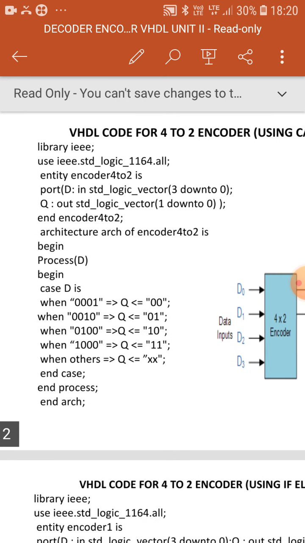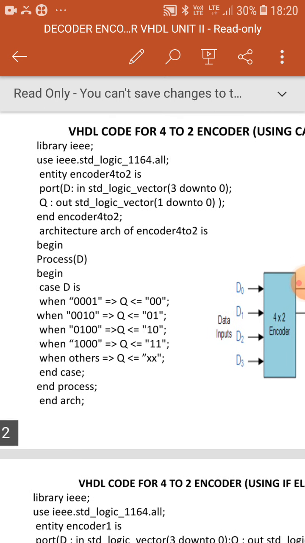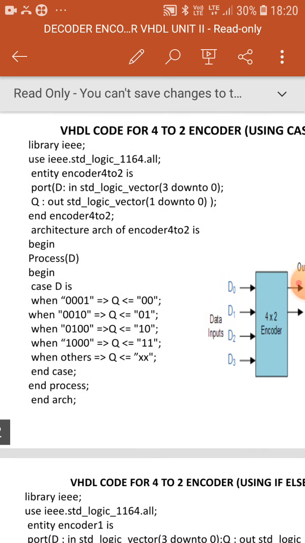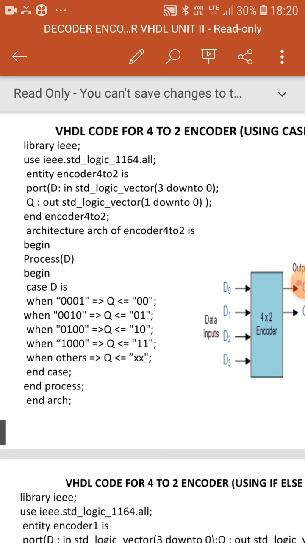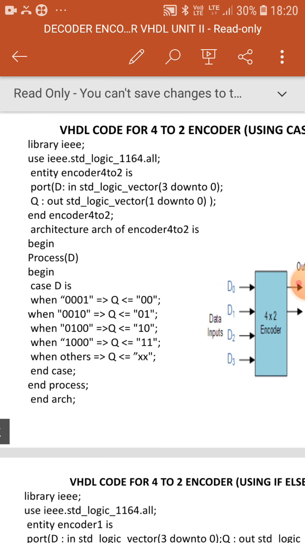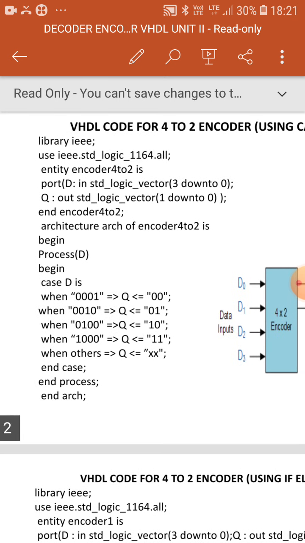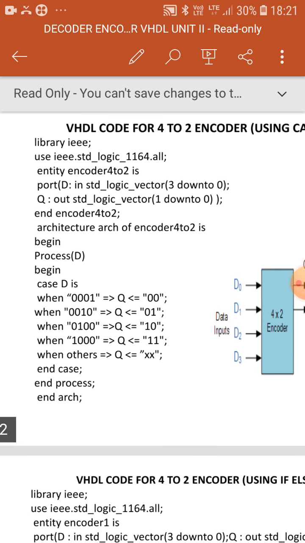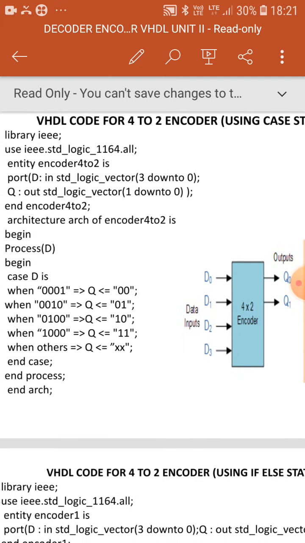Next I am declaring the output ports. Q0 and Q1 are outputs. So Q colon out std_logic_vector 1 down to 0. You can write Q0, Q1 colon out std_logic, or Q colon out std_logic_vector 1 down to 0. Q is the 2 bit value: Q of 1, Q of 0. Q of 1 is the MSB, Q of 0 is the LSB.